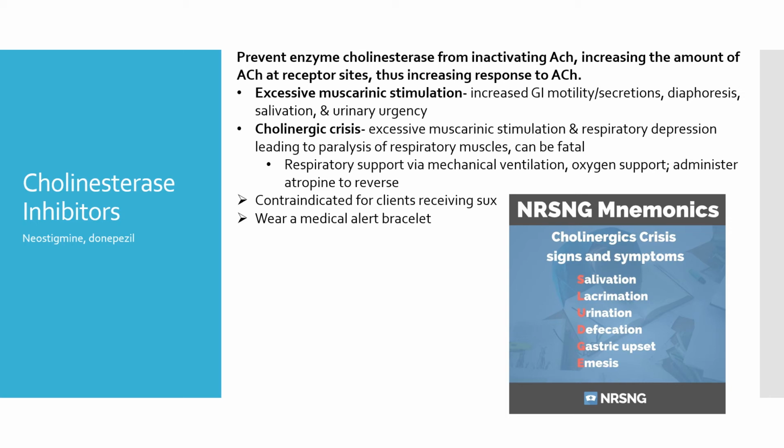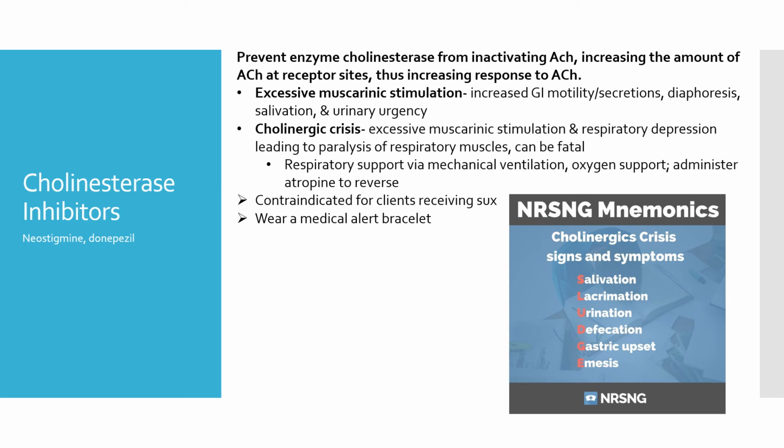But we have some excessive muscarinic stimulation that can happen. Remember your muscarinic medications. So if it's excessive, we can have the increase in GI motility, secretions, diaphoresis, salivation, and urinary urgency. And then we have cholinergic crisis, which you'll see here as a mnemonic as SLUDGE: salivation, lacrimation, urination, defecation, gastric upset, and emesis.